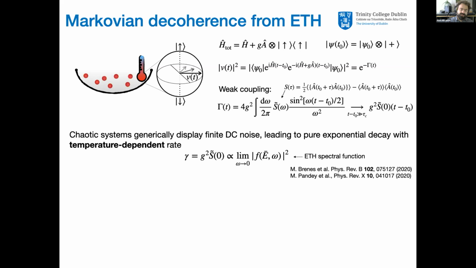In this language, this translates to a noise spectrum that goes to 0 at 0 frequency, and we know that this is generically the case for integrable systems. So in an integrable system, you should expect highly non-Markovian behavior. In a chaotic system, you expect Markovian behavior. That's the conclusion of this work, which I think is kind of intuitive.